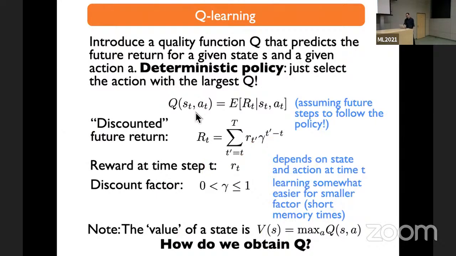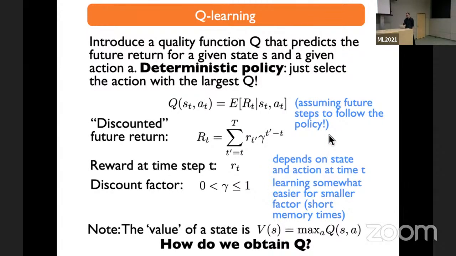So to make things really clear, the quality function of S and A is the expected future return given S and A. And again, in this game, we may introduce a discount. So we say the discounted future return is summing up all the future rewards times an exponentially decaying function. We discussed this before, but the question is, how do we obtain Q?